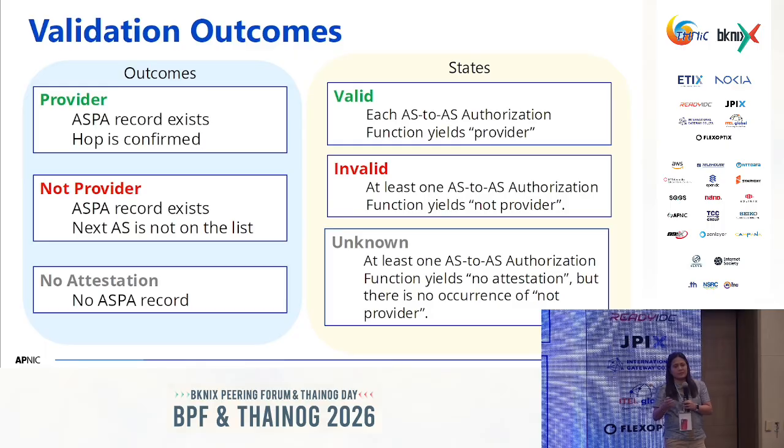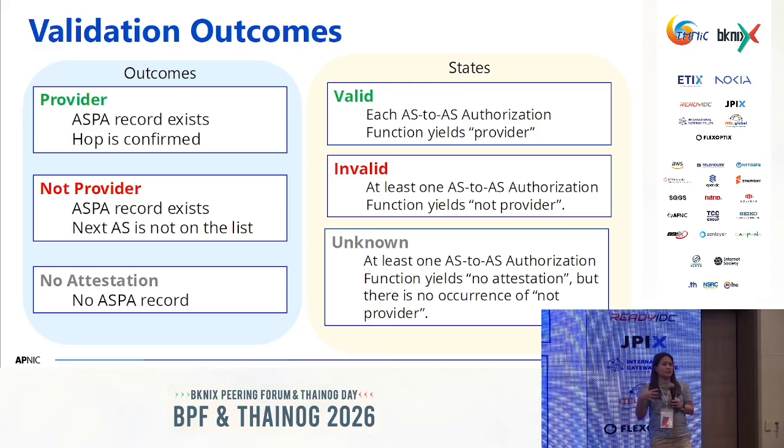What about the verification process? ASPA follows the path validation function, which looks at the AS to AS relationship from the origin. There are three possible outcomes here. One, it can be a provider. It means that there's an ASPA record that exists, and there is a hop confirmed as a customer to provider relationship. It can also be not provider, if there is an ASPA record that exists, however the next AS on the list is not the authorized provider. And lastly, no attestation. That just means that there's no ASPA record, so we cannot make any determination.